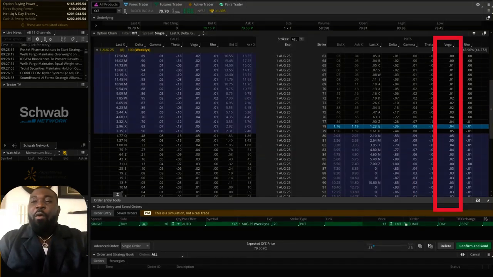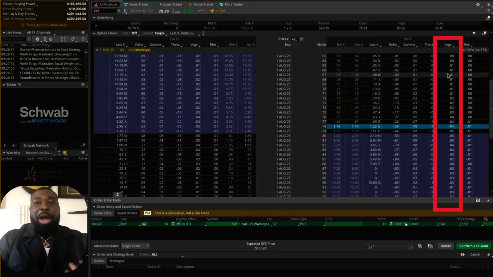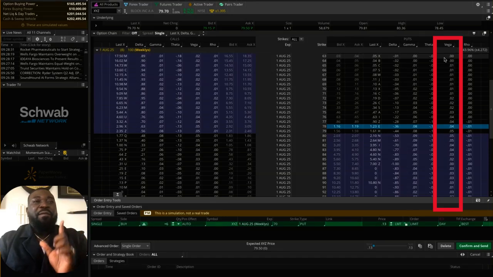Then the last thing I want to go over here is Vega. Vega is the volatility of these contracts. If the stock is very volatile, then you're going to have increased Vega. If the stock is not in a volatile season, for example, in earnings season, usually Vega increases. If it's not earnings season, you might have low Vega. So Vega just means volatility. So just remember that, beautiful volatility.